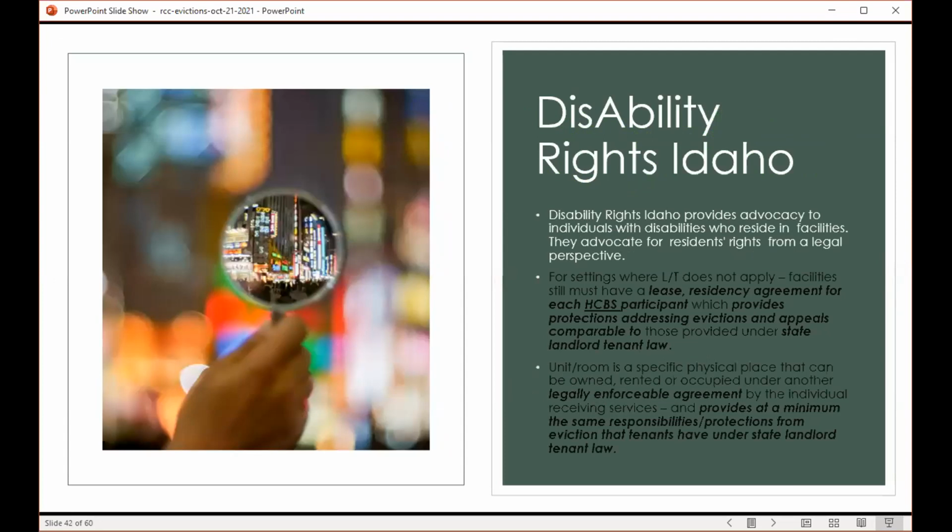Working with Disability Rights Idaho, they have been an amazing advocate for residents against discharge and eviction. They have been a great form of education, and they also go into facilities and investigate complaints, and they've been a good tool for us to use for evictions.